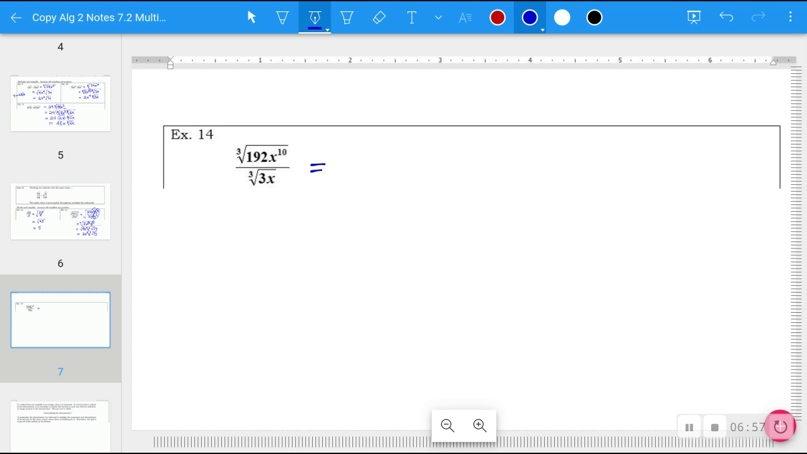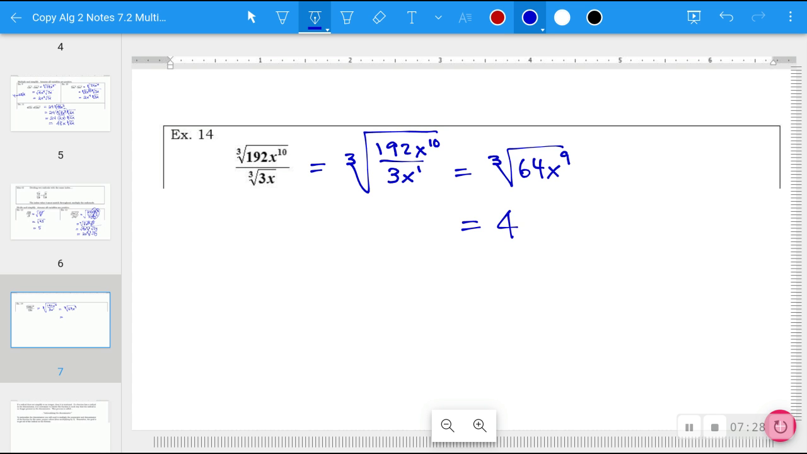And what we have here is cube root of 192x to the 10th over 3x. Now, when you simplify underneath there, 192 divided by 3 is 64. And if you take the powers and subtract them, 10 minus 1 gives you the new power of 9. And this one, there's no fancy stuff needed. They're both perfect cubes. The cube root of 64 is just 4.